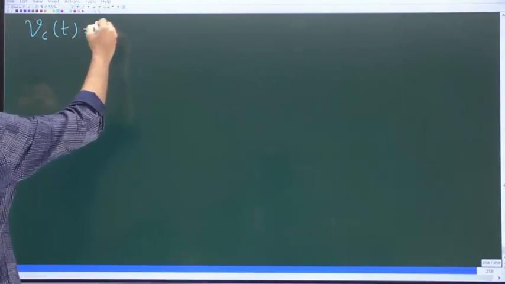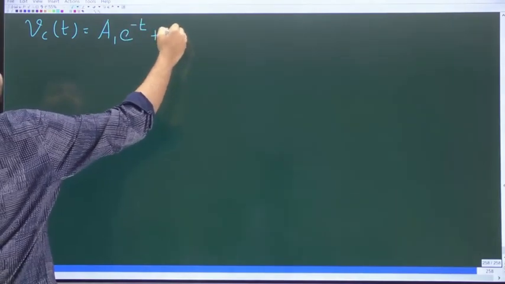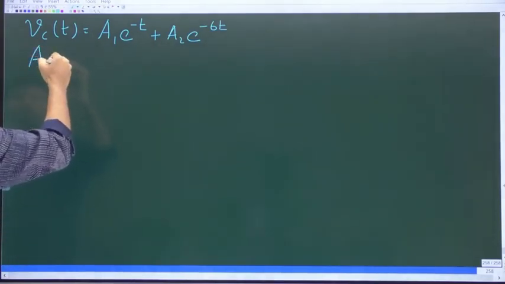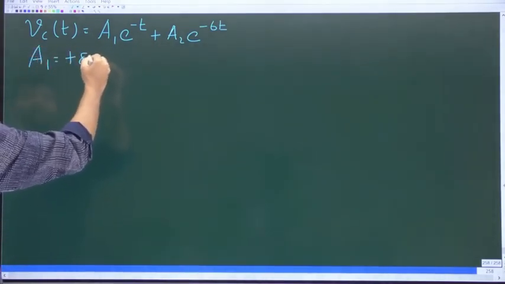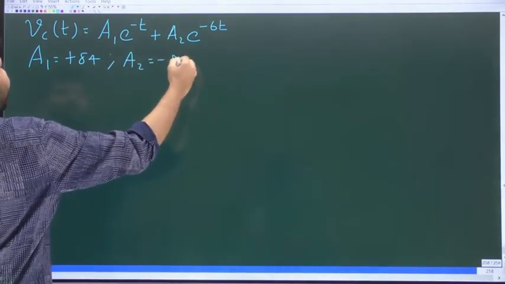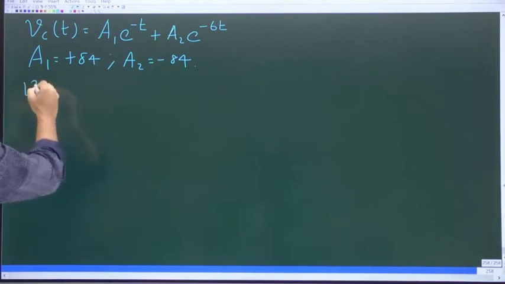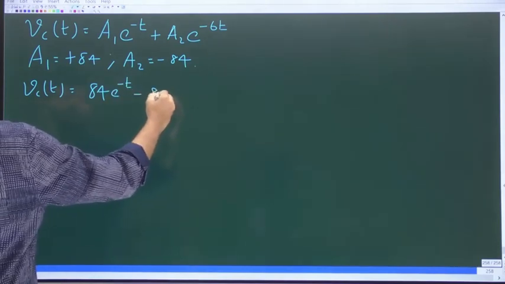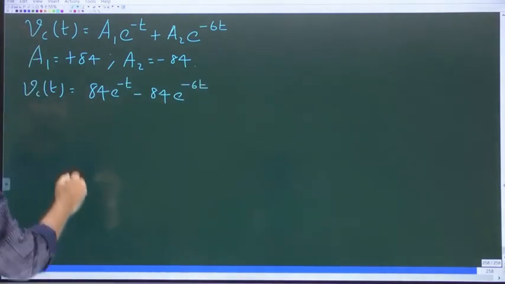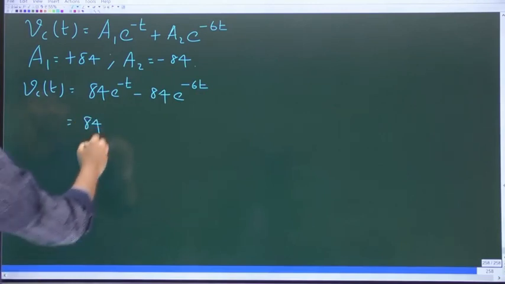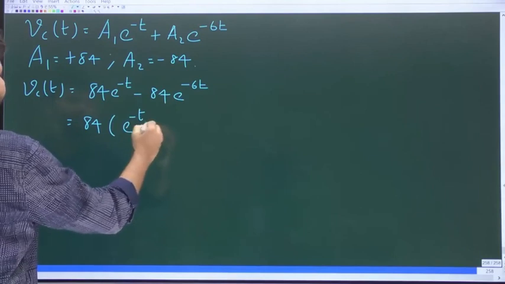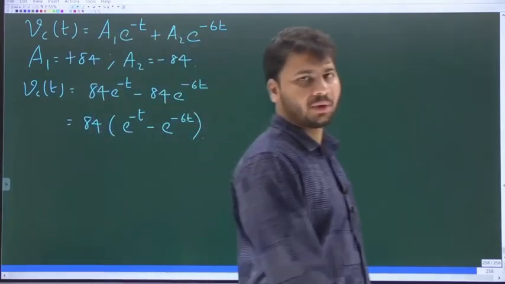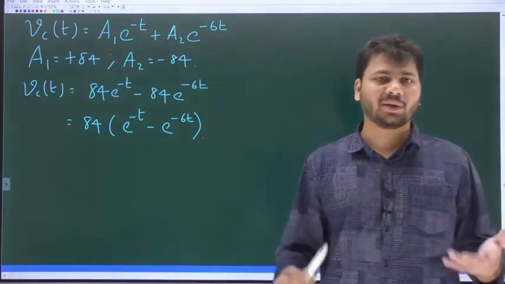So Vc of t is a1 e power minus t plus a2 e power minus 60. And what did we get for a1 and a2? a1 is plus 84, whereas a2 is minus 84. So Vc of t will be 84 e power minus t minus 84 e power minus 60. Clearly 84 is common. 84 times e power minus t minus e power minus 60. This is the complete expression for Vc of t. I hope the method is very clear.